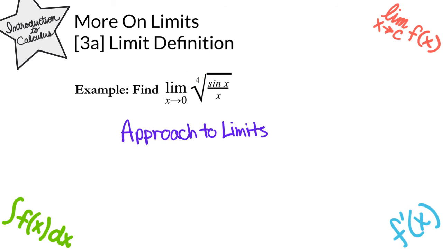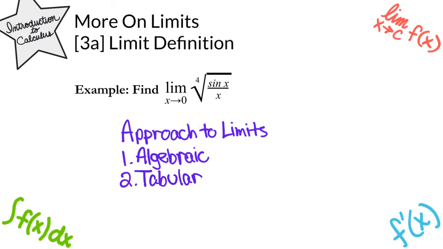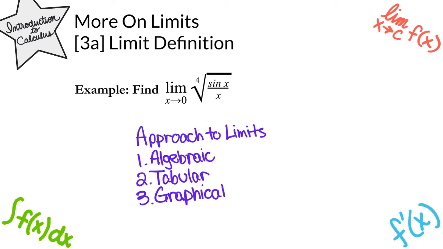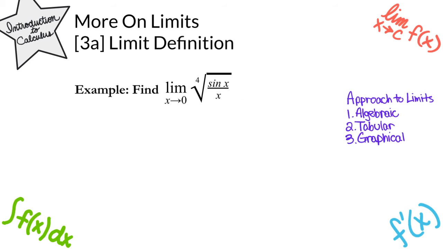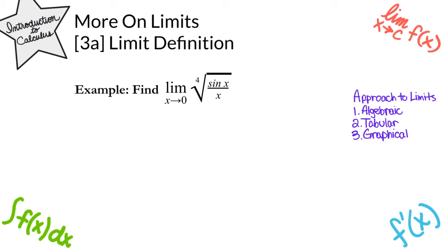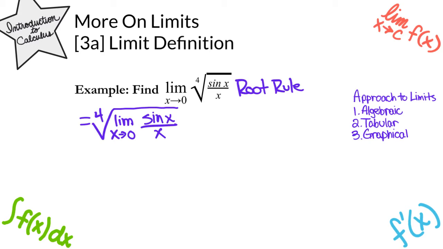Remember our approach to limits. First, algebraic, then tabular, finally graphical. So let's take the algebraic approach first, which really just involves using the properties. Notice that we can apply the root rule, so our limit is now equal to the fourth root of the limit as x approaches 0 of sine x over x. Everything is inside the root.